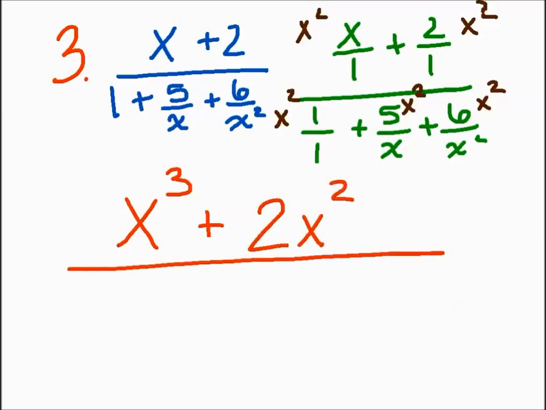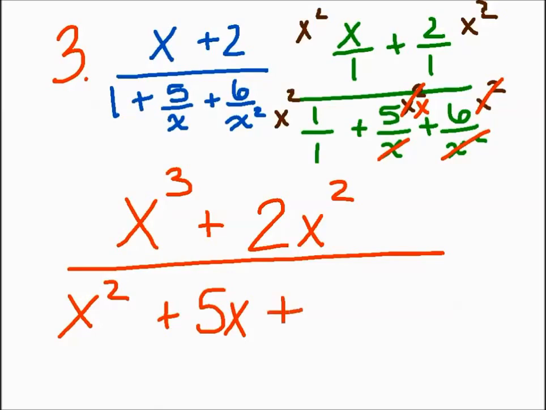On the bottom, nothing cancels. So I've got my x squared. And now here's where we have to pay close attention. This x squared can cancel with this bottom x, and I'm left with just an x. So I'm going to say plus 5x. And now these x squareds completely cancel, so I'm left with just plus 6.